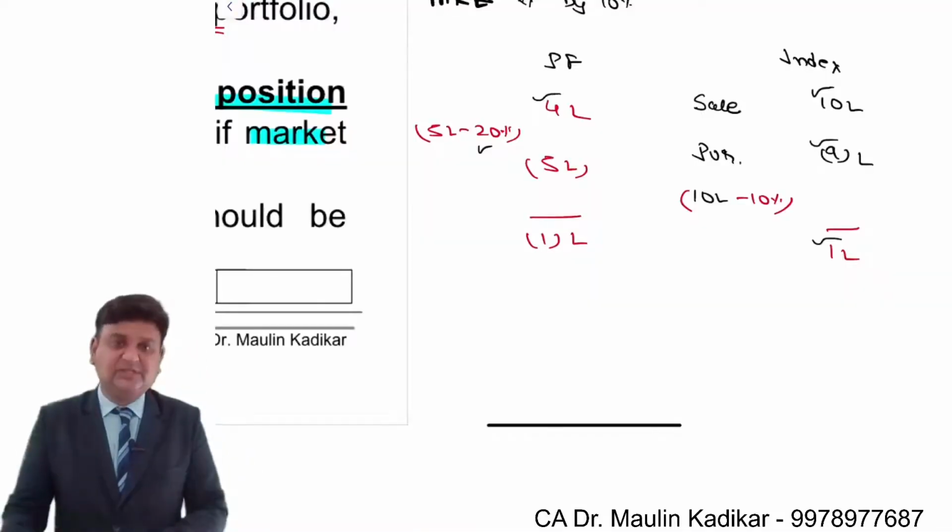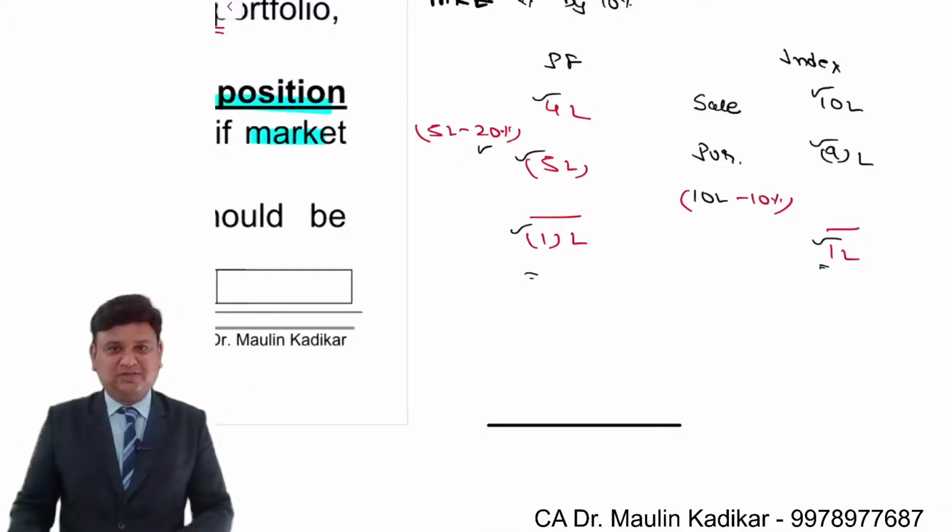So 5 lakhs minus 20% is 4 lakhs. The value of my portfolio was initially 5 lakhs, so there is a loss of 1 lakh. This profit is able to recover the loss.